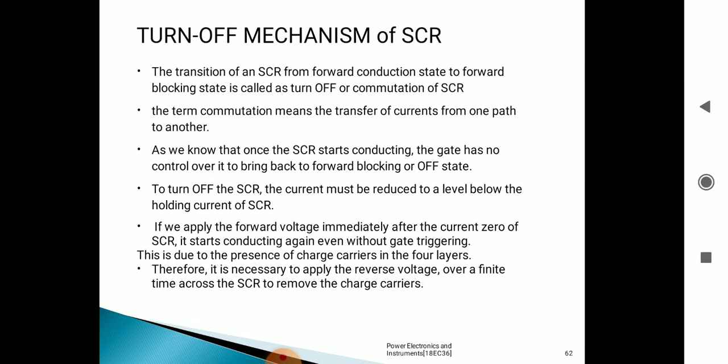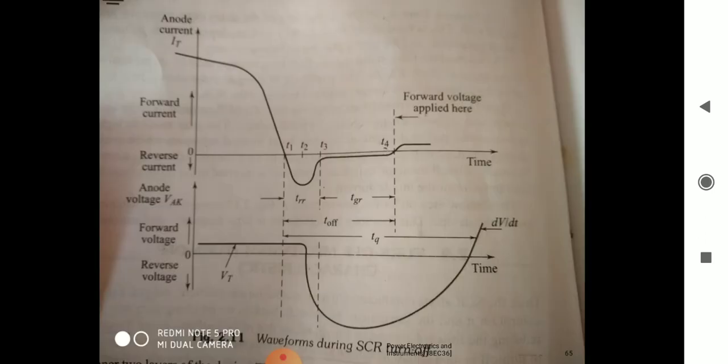The term commutation means the transfer of current from one path to another, that we see in the graph. Why are we saying it is a transfer of current from one path to another? From this graph, the anode current is reduced to zero and again it is flowing in the reverse direction. That transfer of current from one path to another is nothing but a commutation.